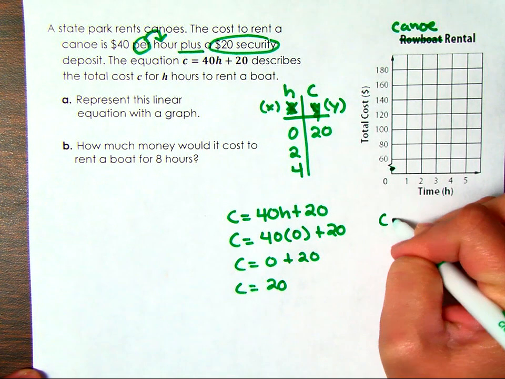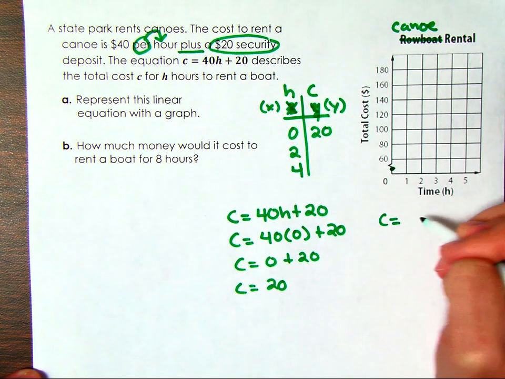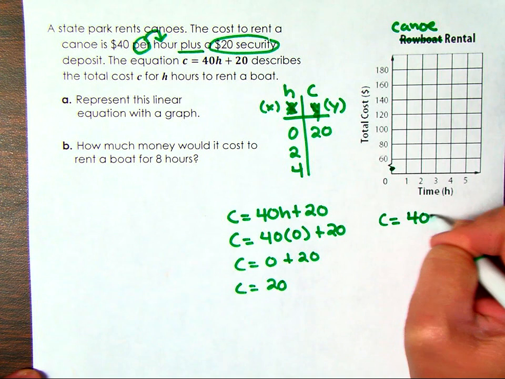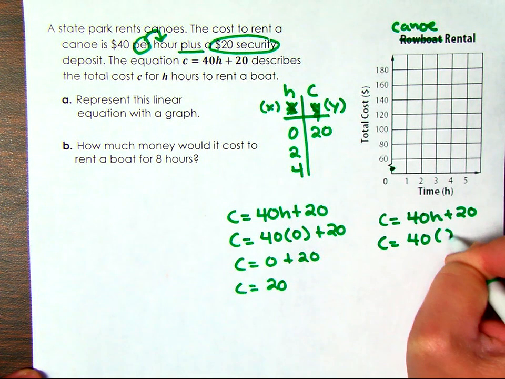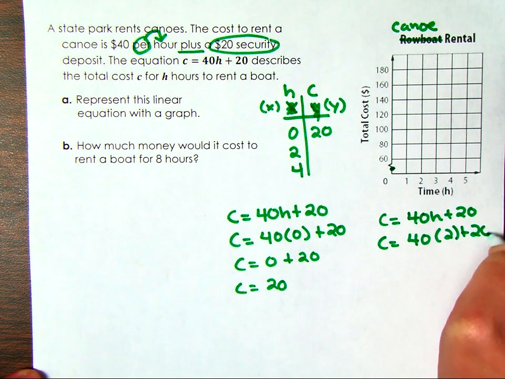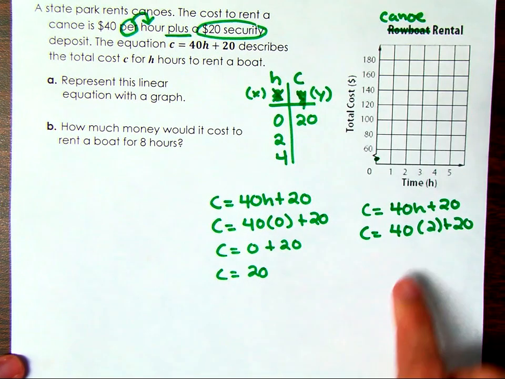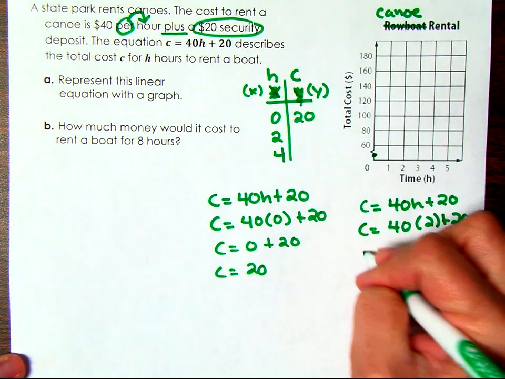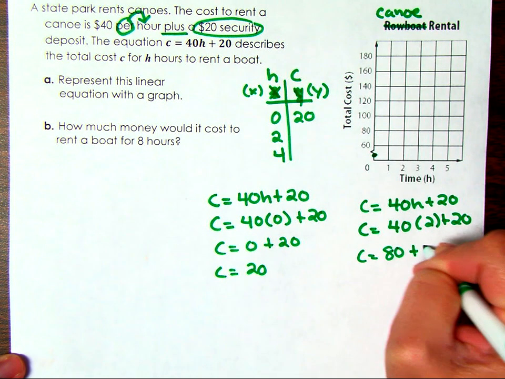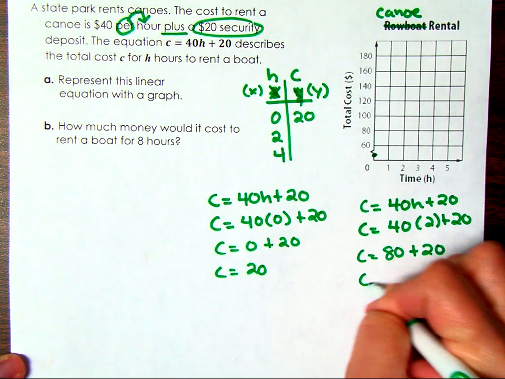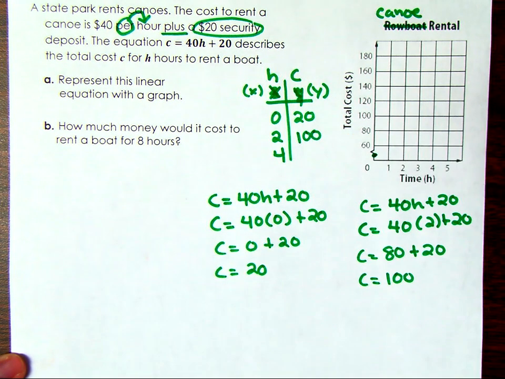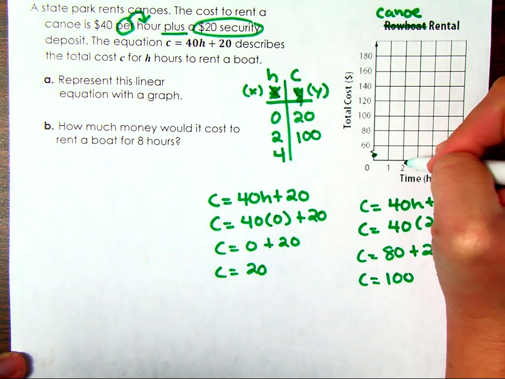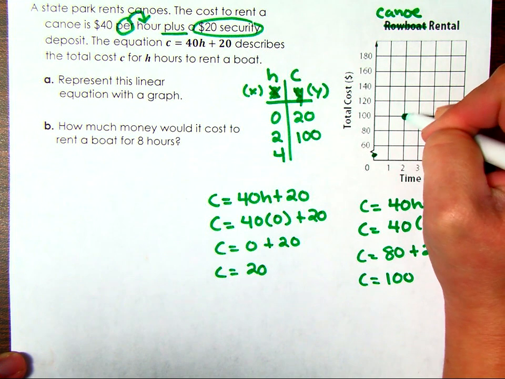Okay, so let's see when X, or my hours in this case, is 2. 40H plus 20. So what this represents is after 2 hours, how much have you spent? Well, it's $40 per hour, so 40 times 2 hours is 80, and 80 plus 20 is 100. So you're going to spend $100 for renting that canoe for 2 hours. So when X is 2, Y is 100.